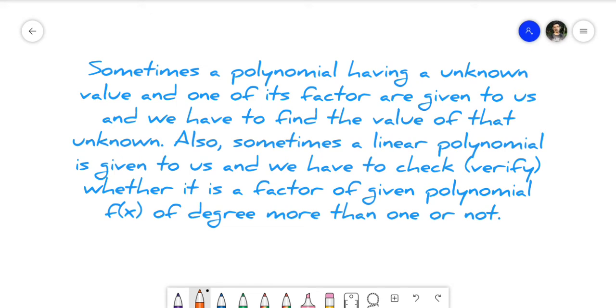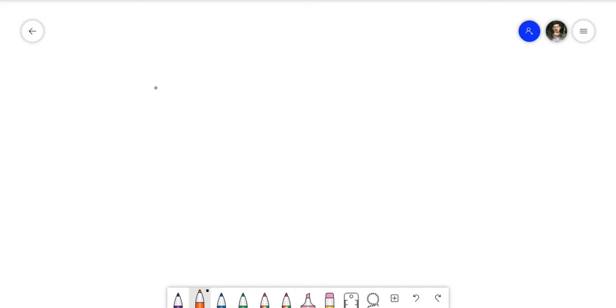Also, sometimes a linear polynomial is given to us and we have to verify whether it's a factor or not, or even a polynomial f(x) of degree more than 1. We are asked like that. For solving this type of problem, there are some types, so I'll be doing that. This is type 1.